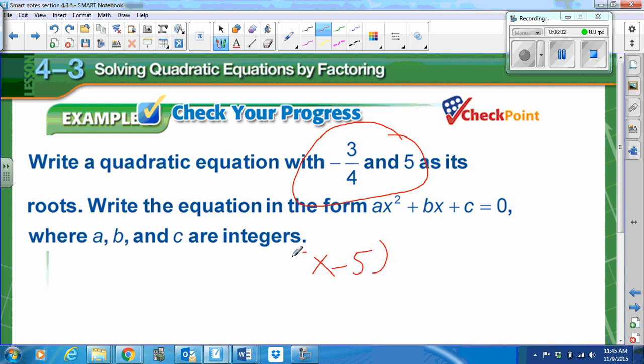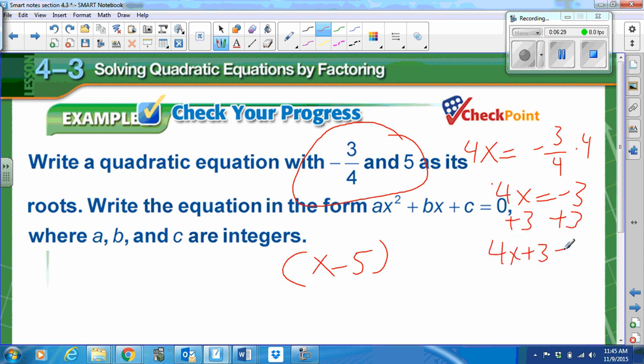So if 5 is a root, x minus 5 would be the factor. If negative 3/4 is a root, we need to work backwards from there. So the last thing I must have done was divide by 4, so I'm going to multiply by 4. So I get 4x equals negative 3. And then I must have subtracted 3 from both sides, so I'm going to add 3 so that I get it set equal to 0. So 4x plus 3 equals 0 would be the factor that gives you a solution of x equals negative 3/4.